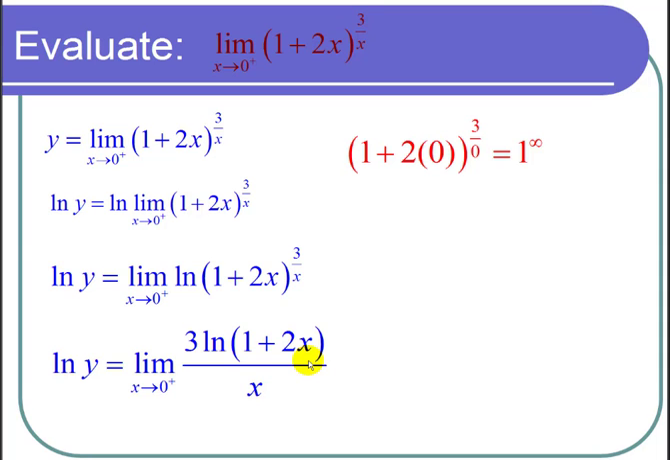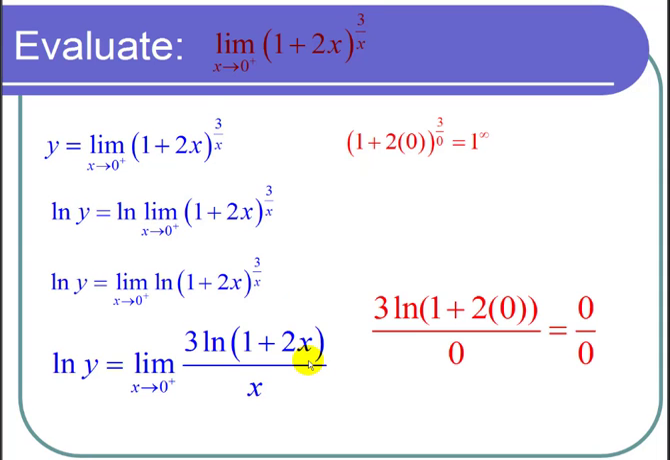And now it looks more like a L'Hopital's rule question, because when I plug in 0 now, natural log of 1 plus 2x is natural log of 1, which is 0. 0 times 3 is 0. So I get 0 on the top, and x is 0 gives me 0 on the bottom too. And I get 0 over 0, which is a form for L'Hopital's rule.